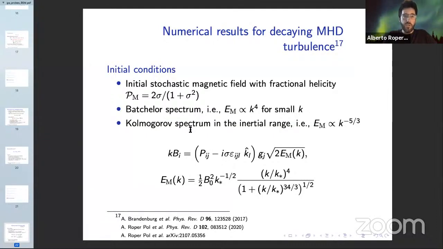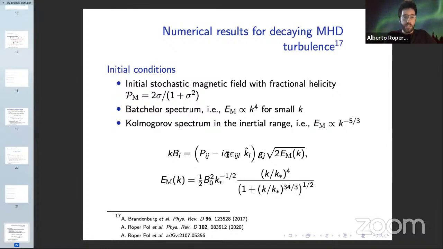And in the inertial range, we consider a Kolmogorov spectrum. So it follows k to the -5/3. So this is the final expression of this smooth broken power law. And here we are adding this term, which depends on sigma, in order to give a magnetic field that has some fractional helicity.